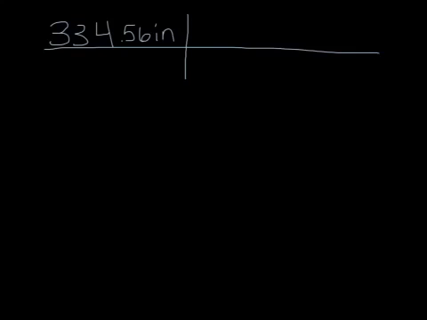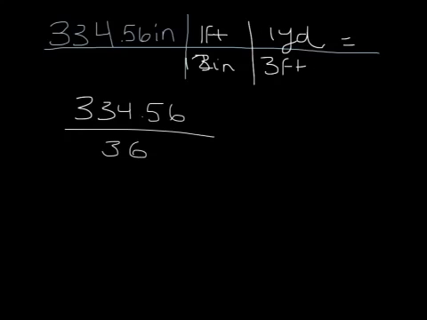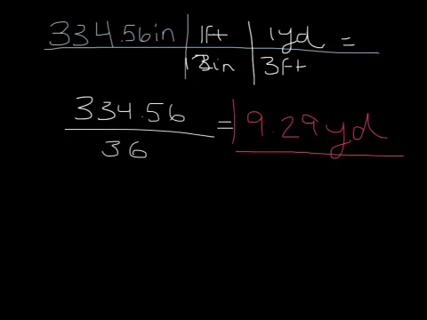Okay, you ready? Alright. In order to convert this measurement into yards, we use the train track method. First, we put 1 foot over 12 inches. Next, we do 1 yard over 3 feet. We times the bottom two together, which gives us 36. So we divide 334.56 by 36, and that will give us our answer, which is 9.29 yards. Meaning that our tree is 9.29 yards tall because that is proportional to its shadow.